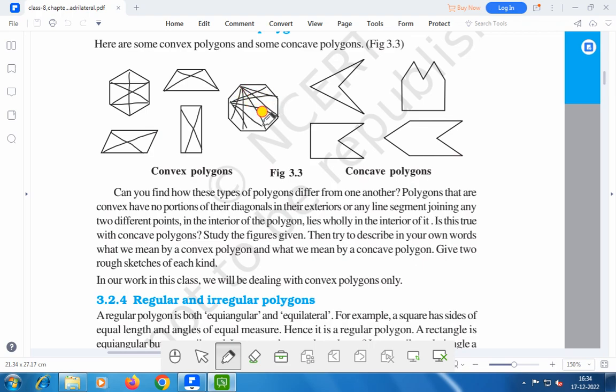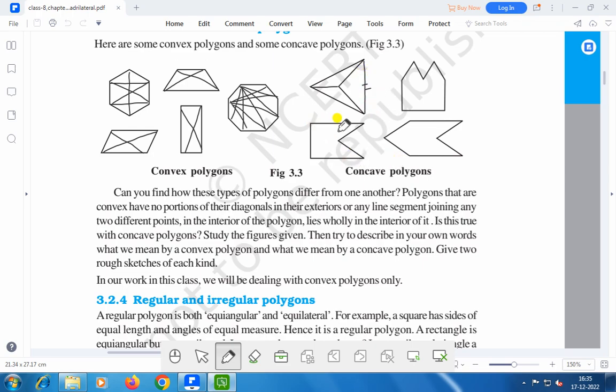These are the different diagonals, and all the diagonals lie inside this figure. Therefore, these are known as convex polygons. Here in this case, you see, if you draw the diagonals, this diagonal is inside the figure, but this diagonal is outside the figure. Therefore, it is known as a concave polygon.